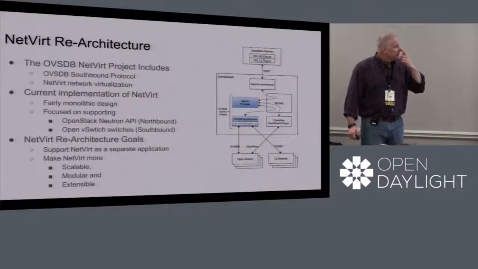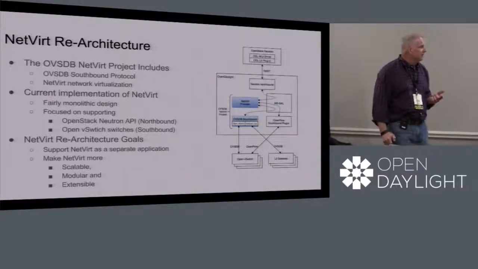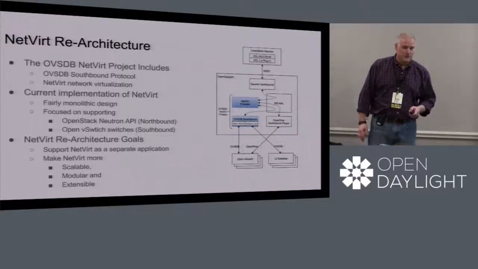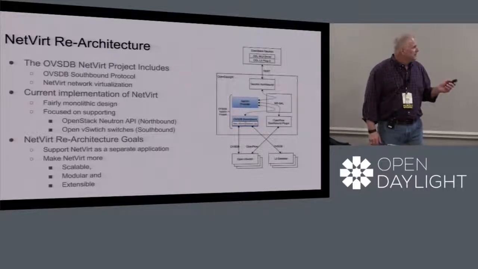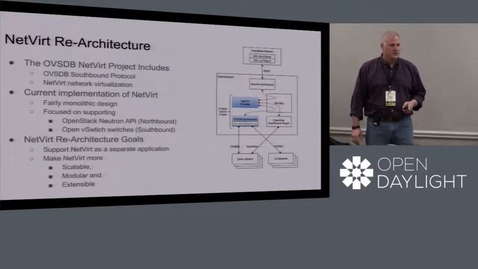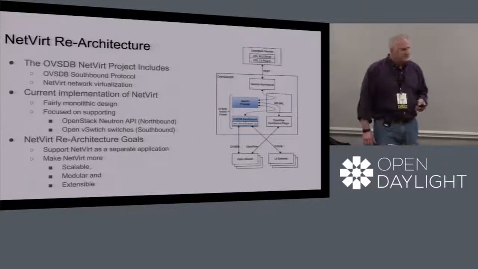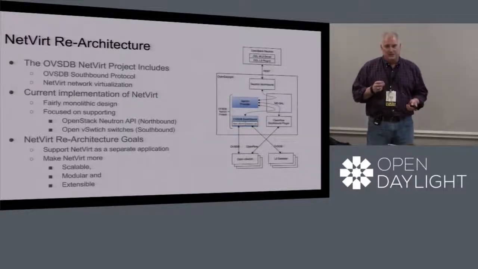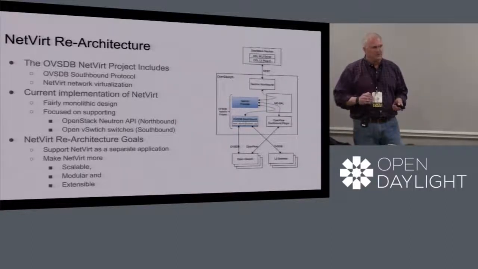Currently, the OVSDB net-virt project includes really two components. One is the OVSDB southbound, which implements the OVSDB protocol and various OVSDB schemas, and the other is the network virtualization solution that currently supports OpenStack networking. So net-virt is currently a fairly monolithic design. It's focused on supporting OpenStack, the Neutron API, on the northbound side, and OVS switches on the southbound side.